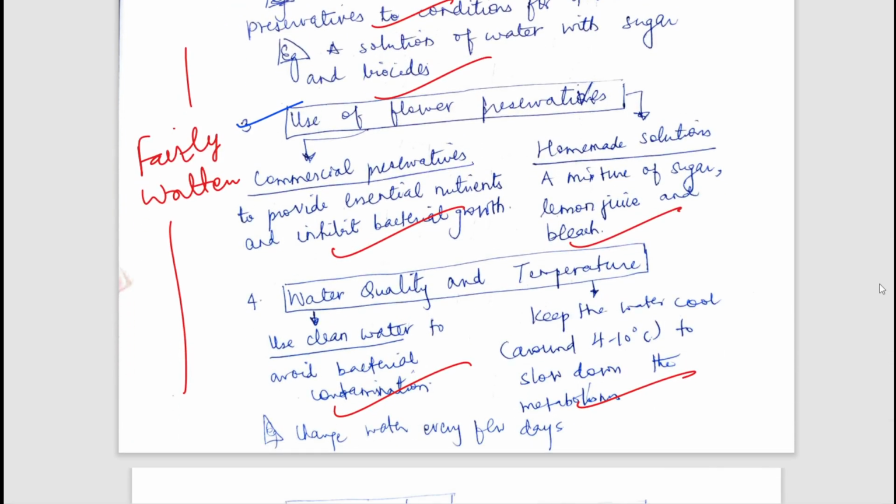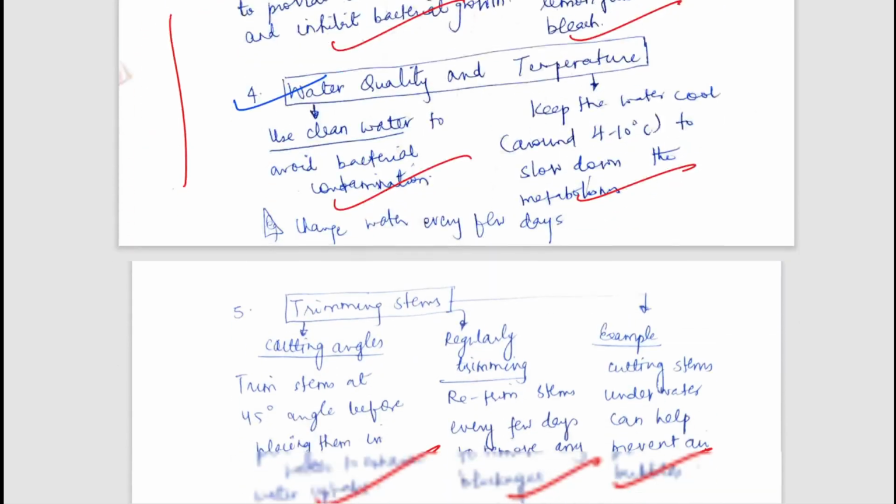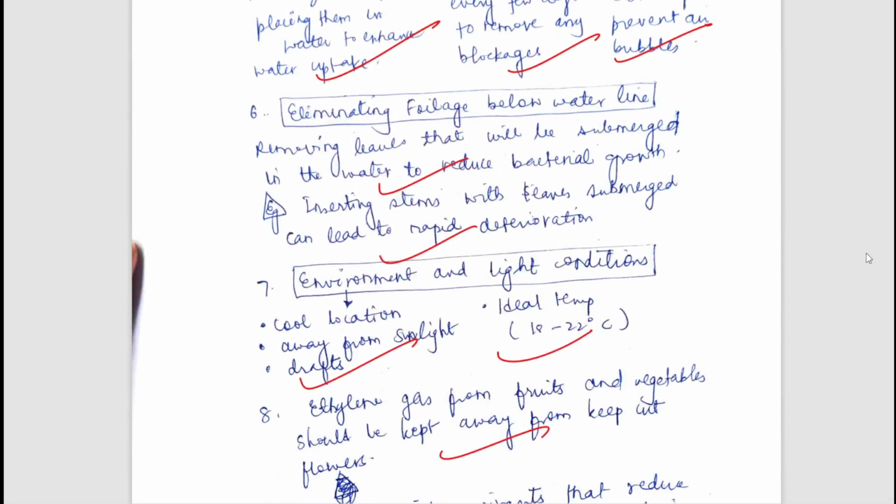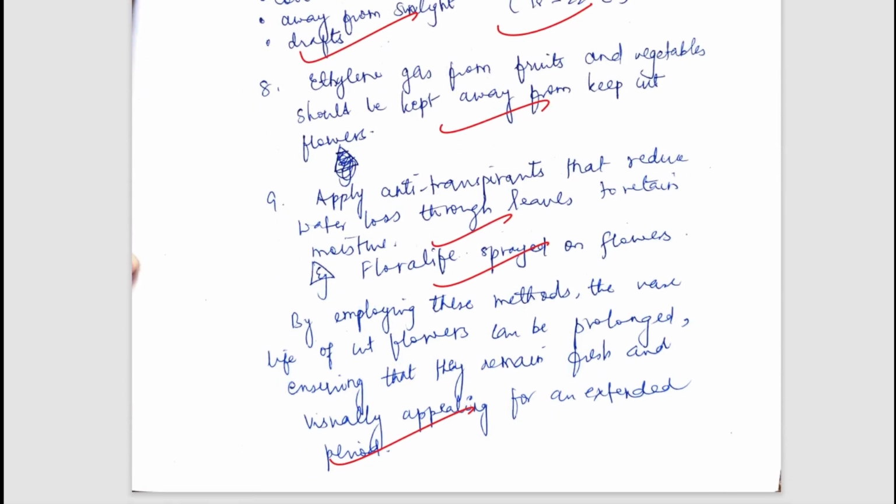Yes, there are homemade solutions and commercial preservatives. There are different hormones which can be used as preservatives. Water quality and temperature should be maintained. Trimming and stem care need to be properly maintained by using methods such as proper cutting angles and regular trimming. Examples have been mentioned. We could eliminate foliage below the water line. Environmental and light conditions need to be maintained. So, well written points, you can simply pause and read it.